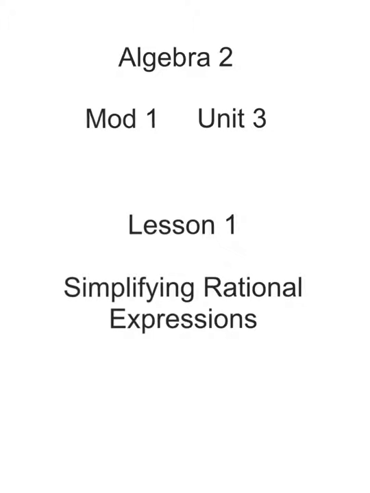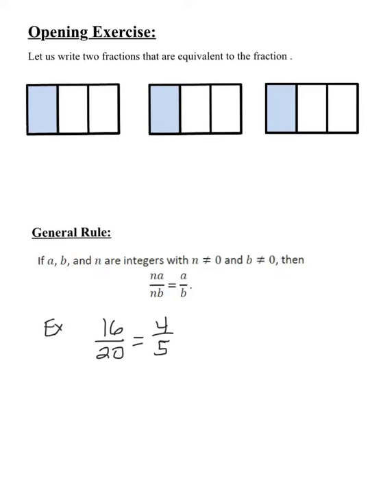All right, time for a new unit. You're in Algebra 2, Module 1. We are now going to Unit 3 and the first lesson, simplifying rational expressions, but we're going to deal with rational expressions and radicals in this chapter. So we're going to really delve into that stuff.